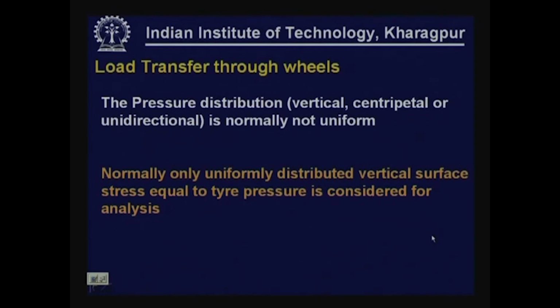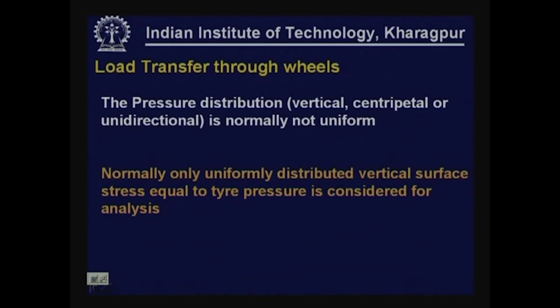The pressure distribution within the contact area, whether it is vertical, centripetal or unidirectional, is not normally uniform. The tire imprints that are taken by several researchers in different situations show that it is never uniform, but we normally consider only uniformly distributed vertical stress, which in turn is equal to the tire pressure.